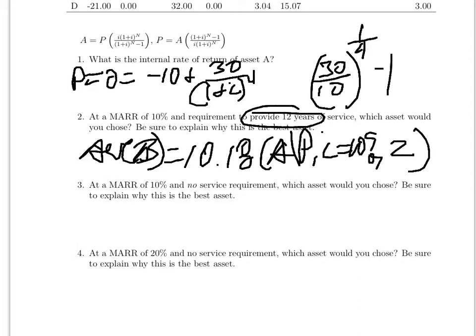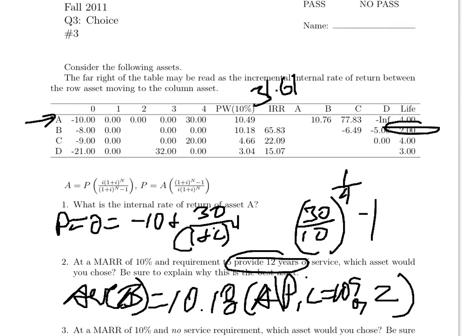The question number 3 is, at a minimum acceptable rate of return of 10 and no service requirement, which asset would you choose? Be sure to explain why. This one is one of the easy ones because all you're doing right here is actually just applying the present worth criteria. And so what this one's saying is, well, which one has the biggest present worth? And you say, oh, it's A, and you say it's A because it has the highest present worth. And that's the easiest bit.